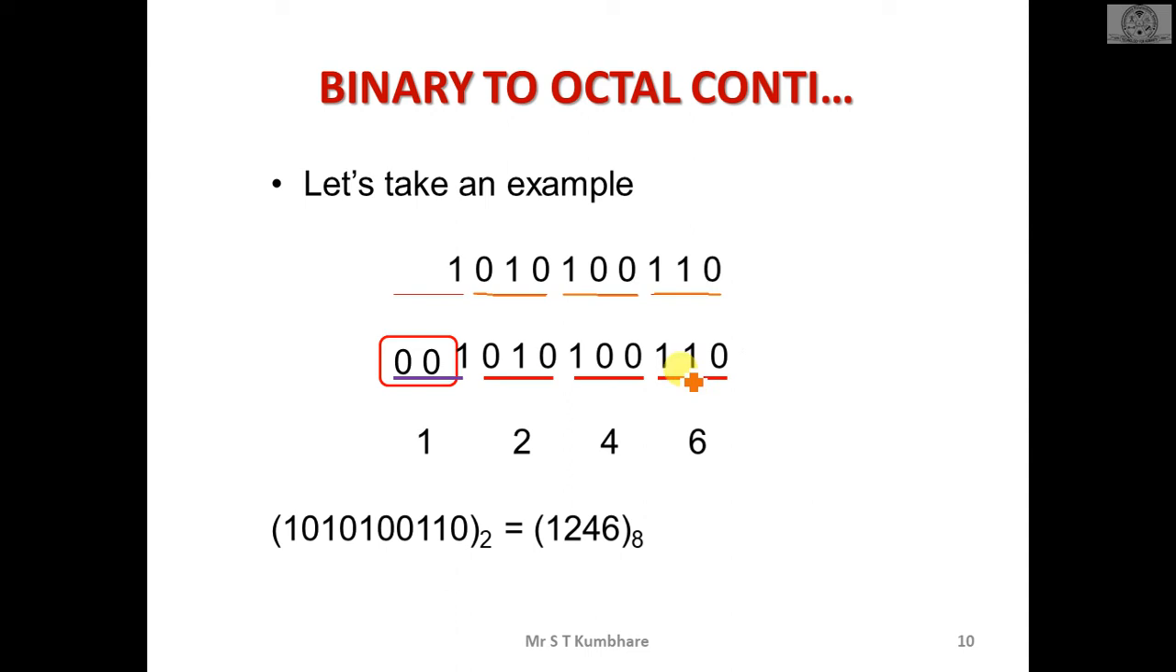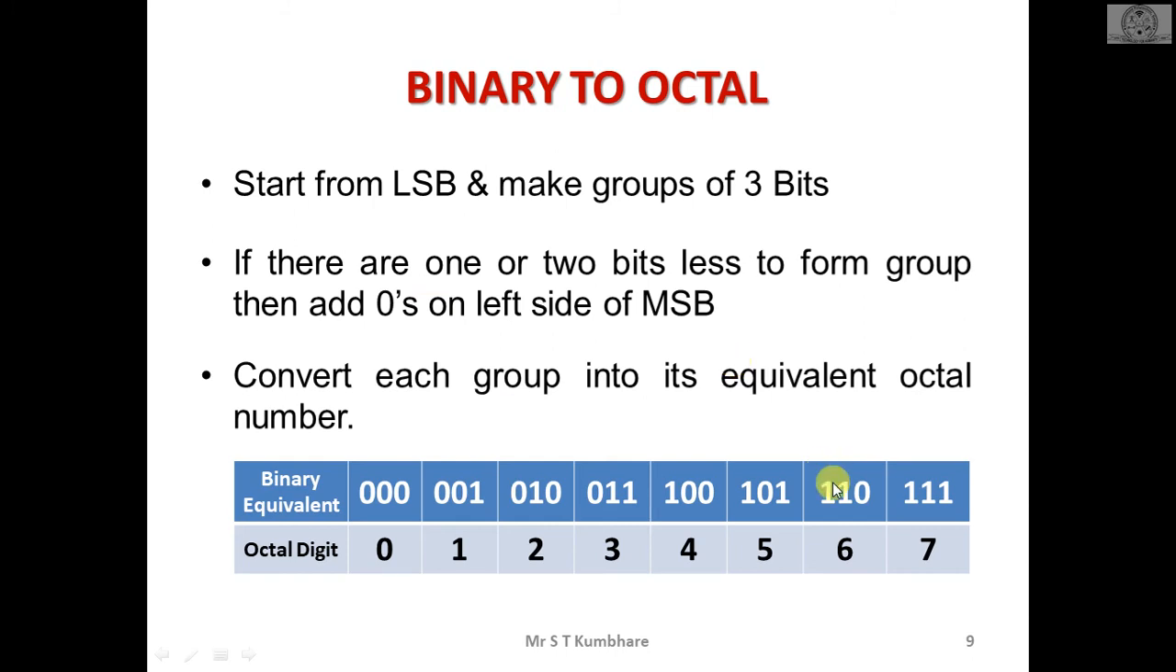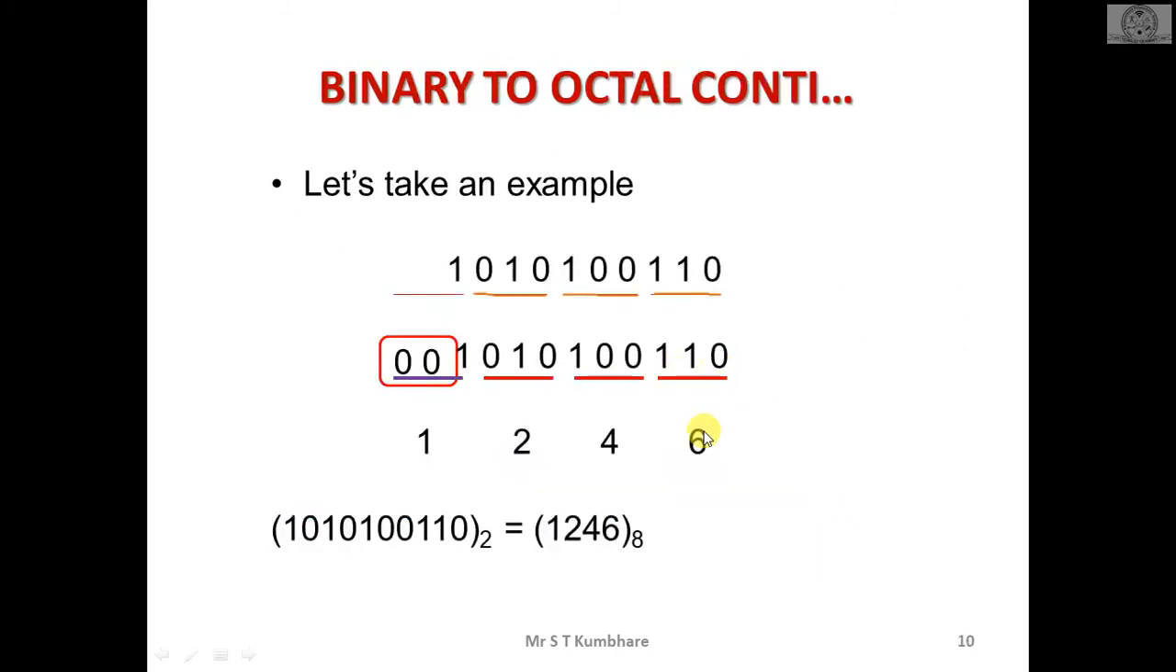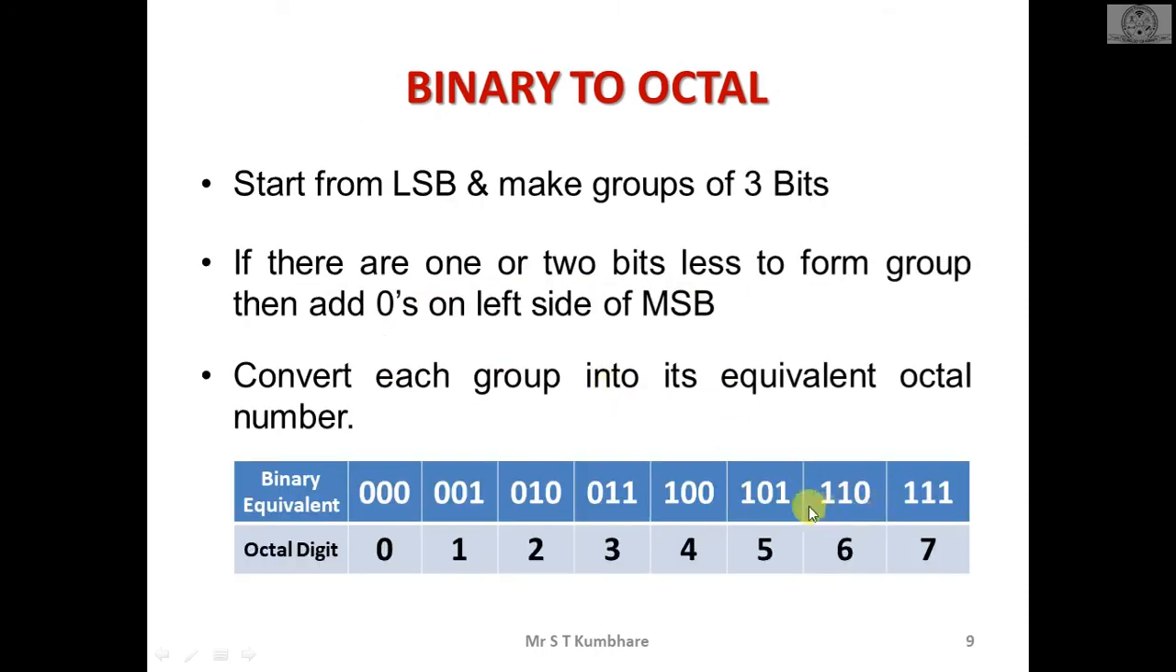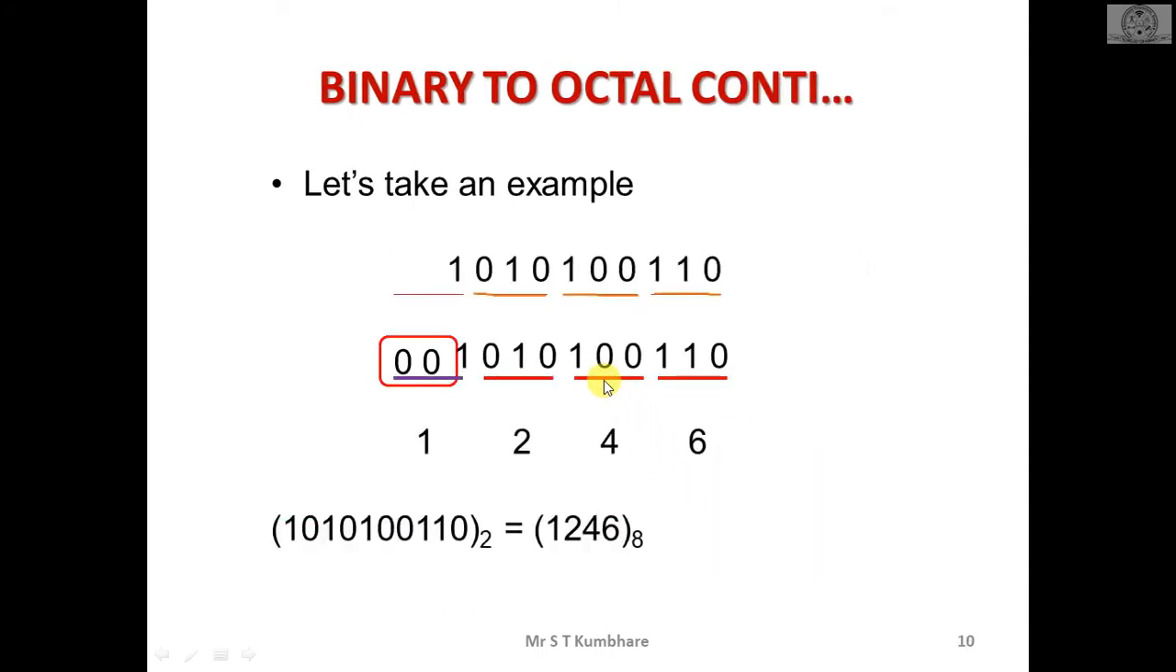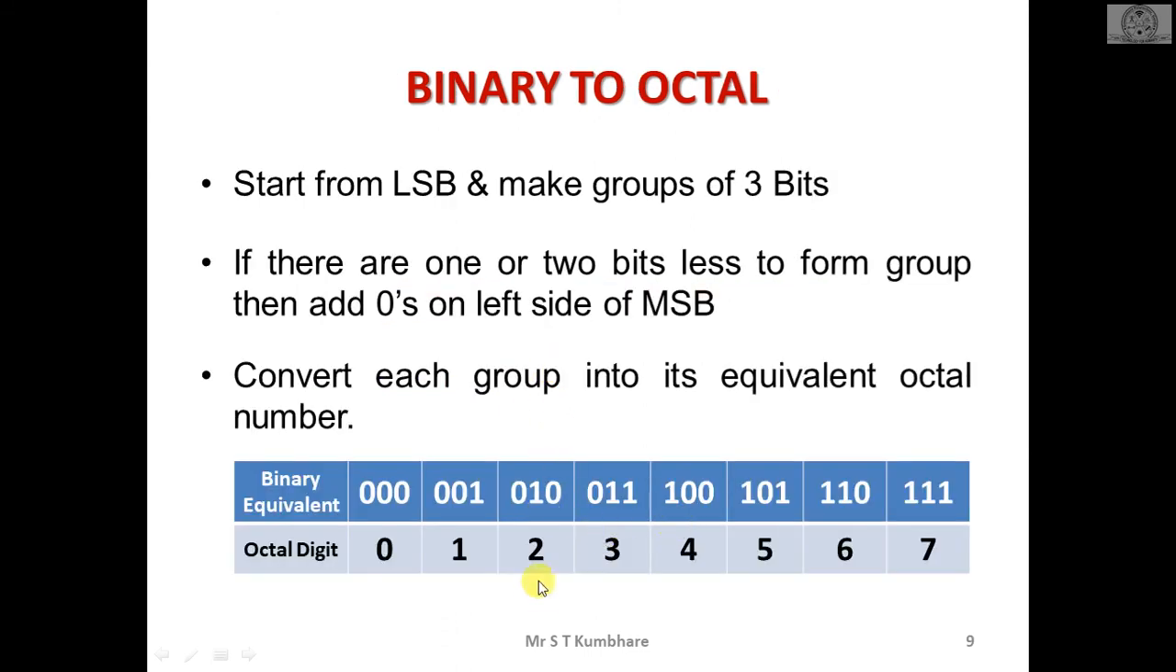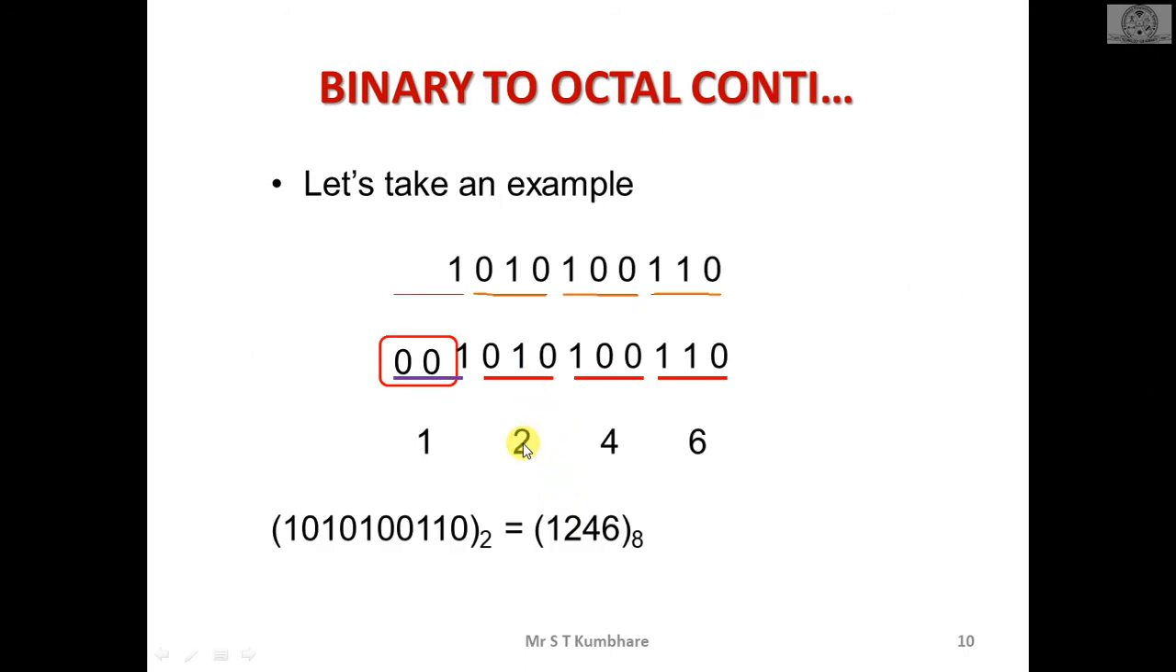Now these groups need to be represented with the equivalent octal digit. So 110 is 6. 100 is 4. 010 is 2. 001 is 1. Even if you don't want to go for that table, this is 1, this is 2, this is 4. That's what we have seen, the positional value of the number. Just start from 1 because 2 raised to power 0 is 1.